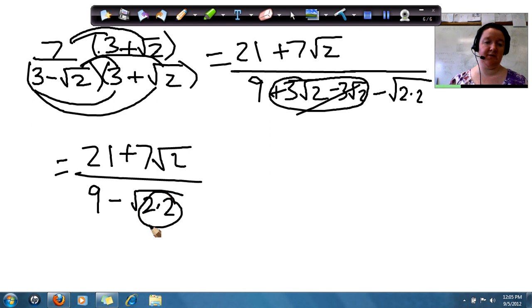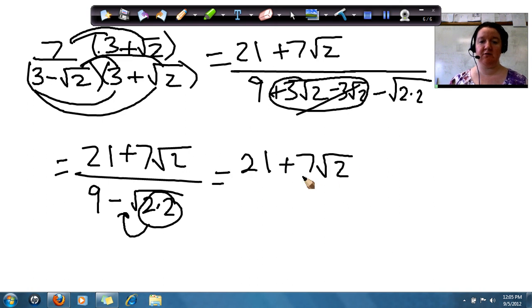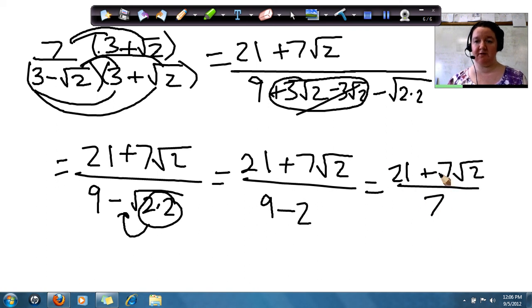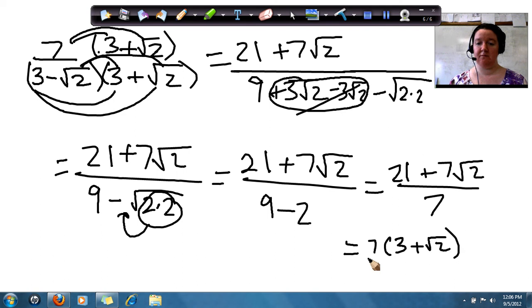I see a pair, I pull it out. So I have 21 plus 7 square root of 2 over 9 minus 2. Now you can simplify that. 21 plus 7 square root of 2 all over 7. And here we have a greatest common factor, so we want to reduce that. Over 7 times 1. Then that part cancels out, that part cancels out.